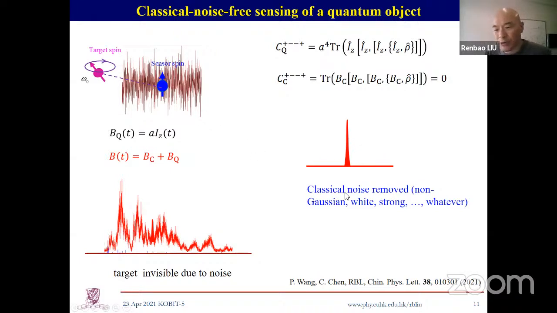And this way to remove the noise effect actually is universal. It does not depend on the statistics. It could be Gaussian or non-Gaussian telegraph, right? It does not depend on the spectral properties. It could be white or it could be colored, right? It could be omega noise, right? It does not depend on the strength of the noise either, right? It could be strong or weak, right? So this is a universal way to exclude the effects of the classical noise background in the sensing task, okay?